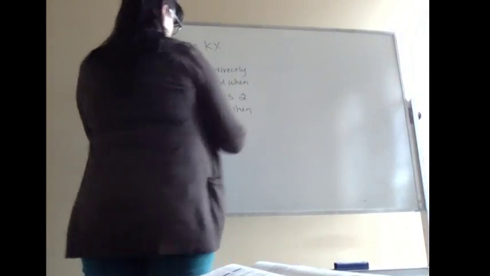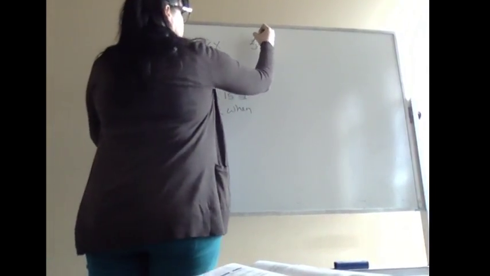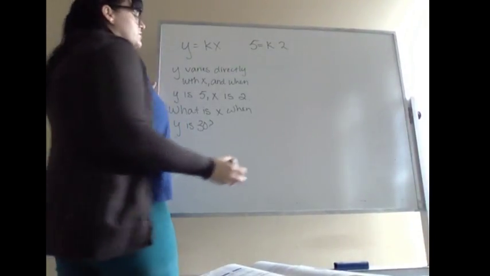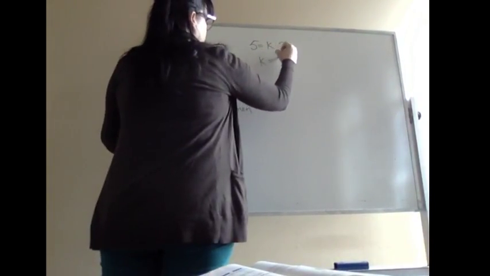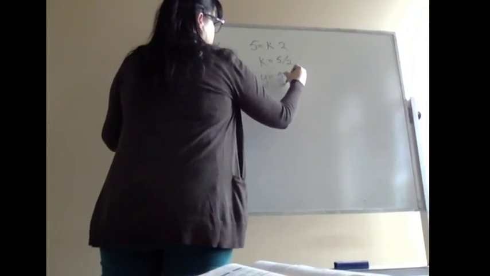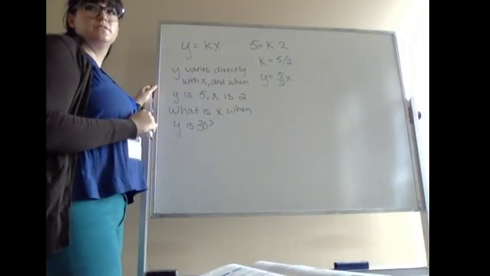So, when y is 5, x is 2. So just solve for k. K equals 5/2. And now we know that our equation is y equals 5/2 x.